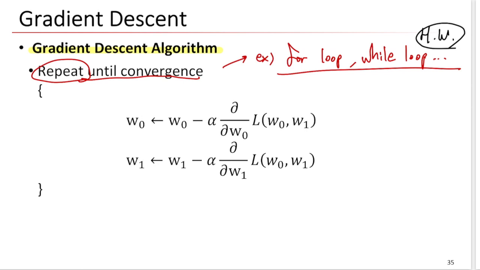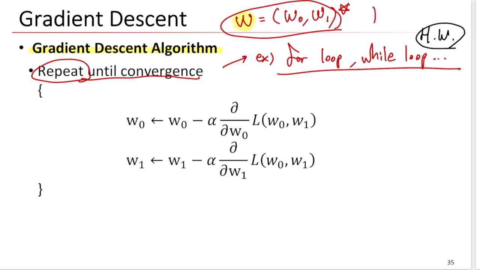Okay, so we have two variables, let's say W0 and W1. The goal of our gradient descent algorithm is to find the parameter W that minimizes our loss function. The loss function looks like this.